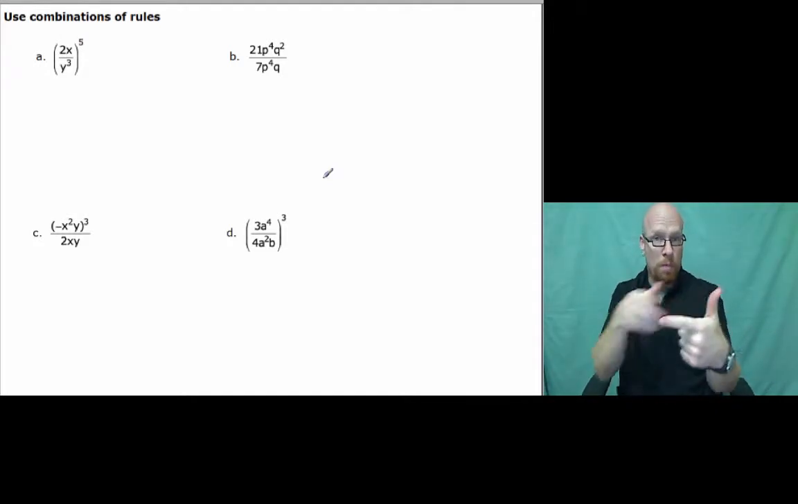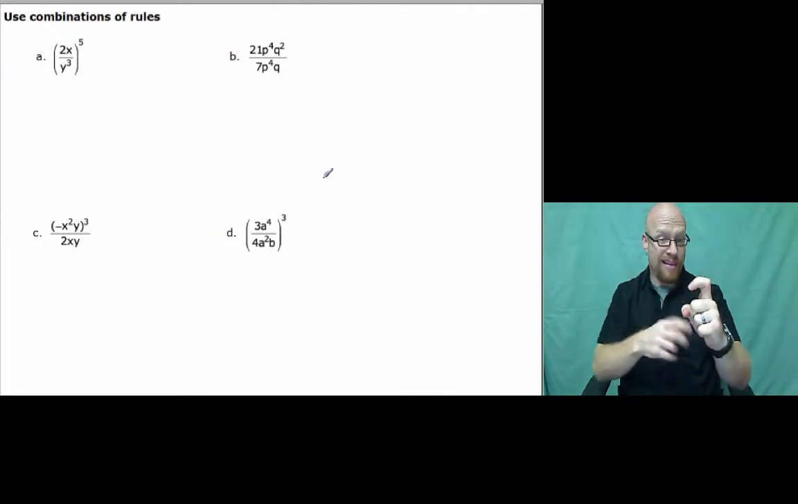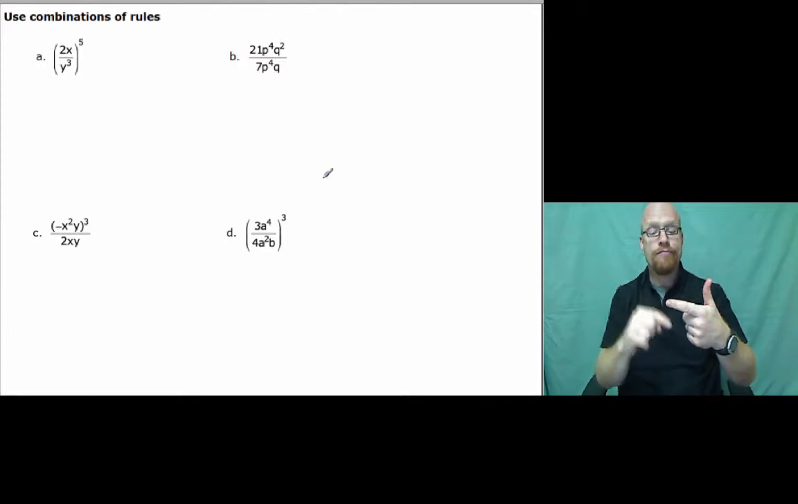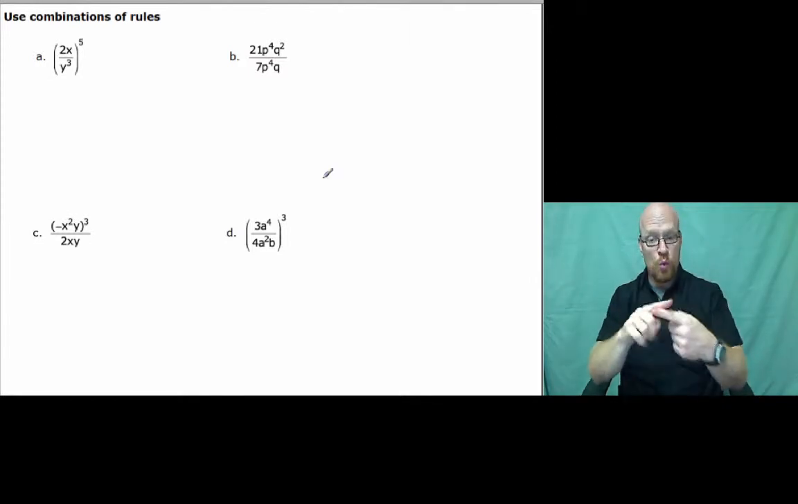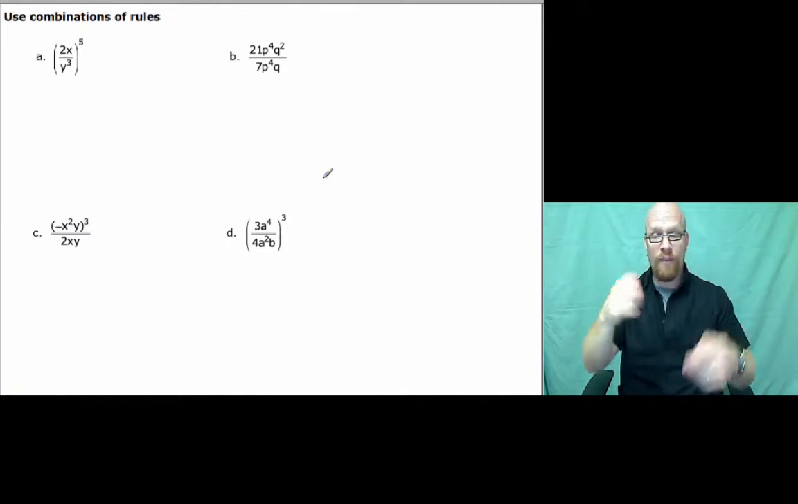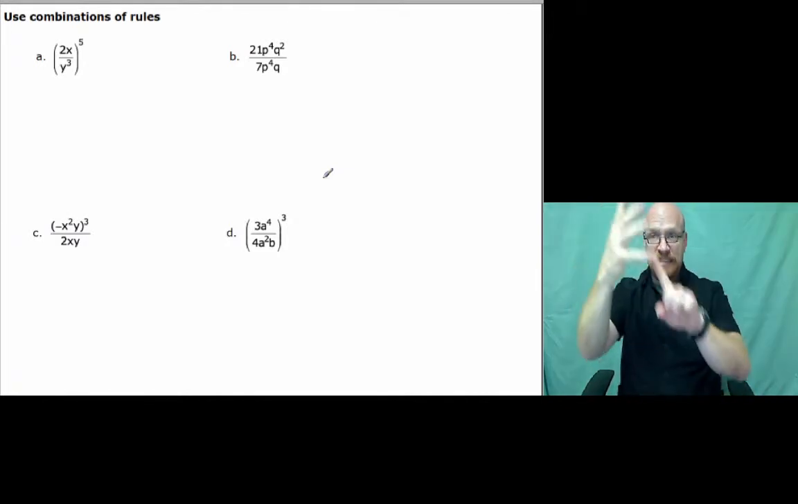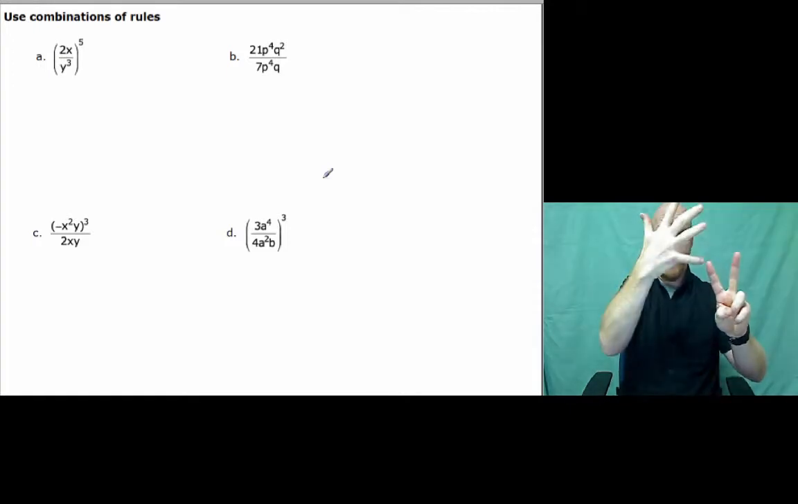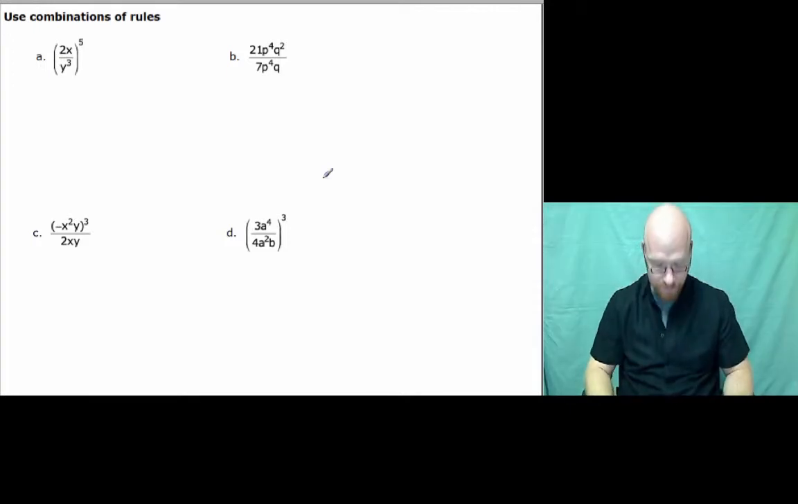There's a power to a power. We have x squared raised to the third. We multiply the two powers together. Then we have a product to a power. It was 2x cubed to the fifth power, where we'd move the fifth power inside the parentheses, where it would be x cubed to the fifth, and then 2 to the fifth.